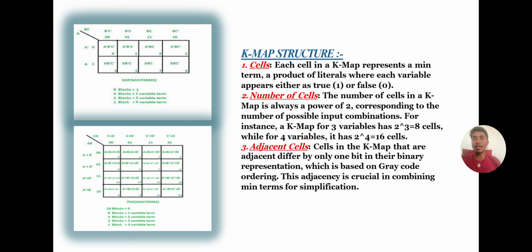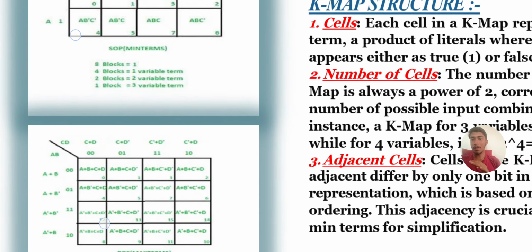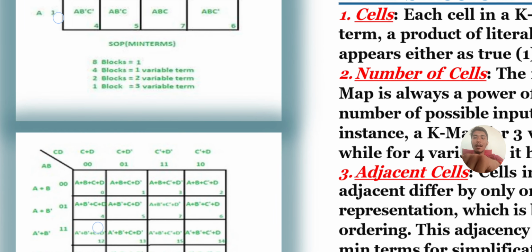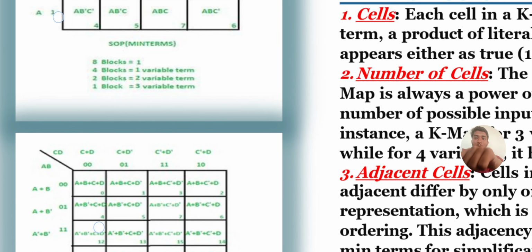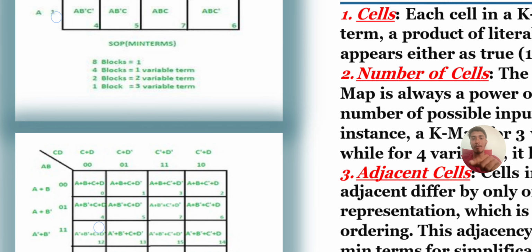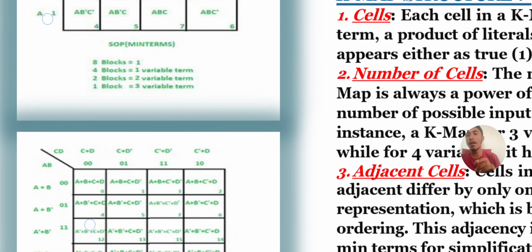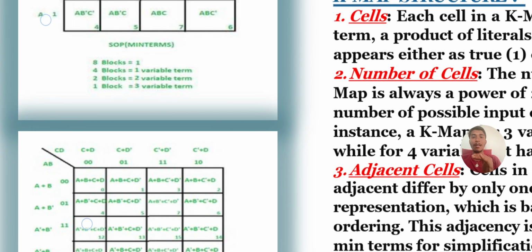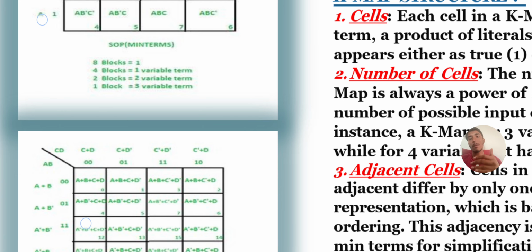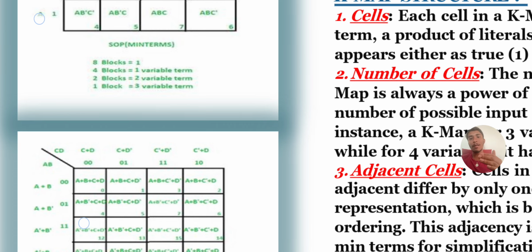So the cells which are adjacent, if we zoom in and have a look at this, here we are representing 0 0, 0 1, 1 1, 1 0. These are the adjacent cells, and we are naming them with binary digits. So here 0 0, then incremented by 1, it becomes 0 1, then incremented by 1, it becomes 1 1, then incrementing by 1, it gives 1 0.